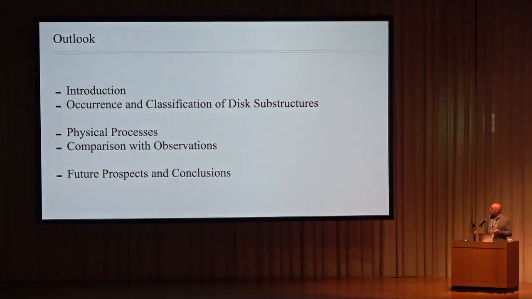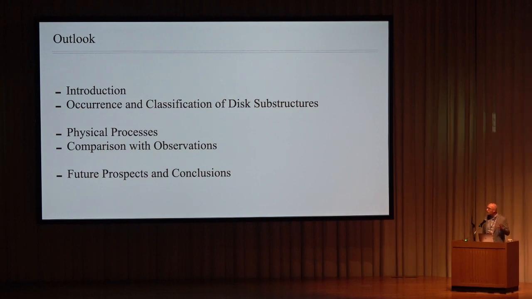This brings me to a brief outline. I'm going to go through a very brief introduction just to mention how we observe structure in disks, and then our results about statistical analysis of available data about the occurrence and classification of these substructures. Then I'll pass my microphone to Zhaohuan as a theoretician. He will talk about physical processes and comparison with observation. And then we'll come back together to talk about future prospects and our conclusion.